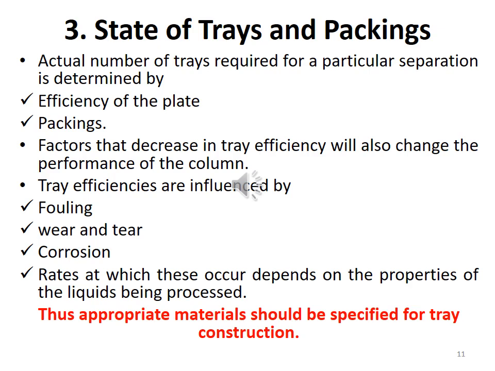So any factors that can cause a decrease in the tray efficiency will certainly change the performance of the column. So the tray efficiencies are affected by fouling, wear and tear, corrosion, and the rates at which these occur. So in order to get a better separation, appropriate material should be specified for the tray construction.